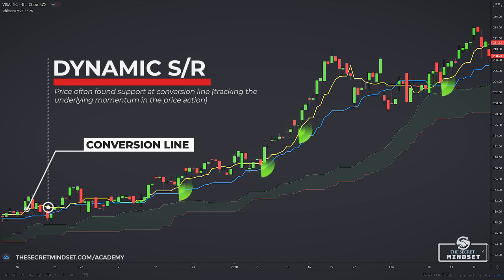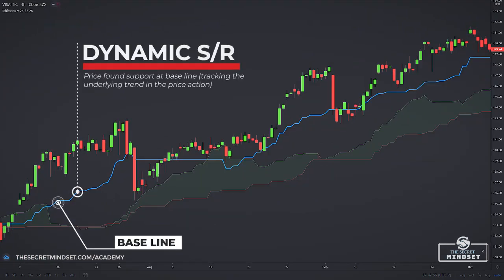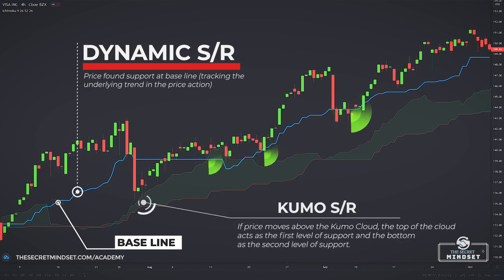If momentum is weak, you'll see this in the conversion line, with price crossing it more frequently and not respecting it. In this example, you'll also notice the baseline, which is supposed to track the underlying trend in the price action. Notice how as price pulled back deeper in the uptrend, it stopped at the baseline several times, offering potential trade setups to get in with this trend. Also, the top and bottom of the Kumo cloud are strong support and resistance levels. If price moves above the Kumo cloud, the top of the cloud acts as a first level of support and the bottom as the second level of support.